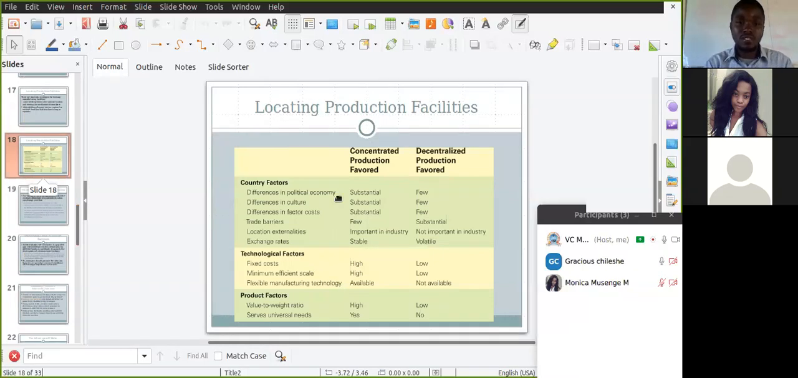So this is a summary of the factors that affect location decisions and production, and also a summary on the technologies that a firm is employing in relation to whether you're going to establish yourself on a multiple scale or a concentrated scale.